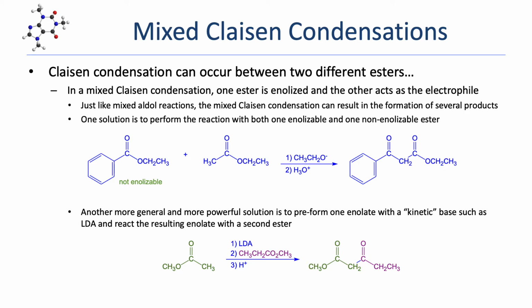Just as with mixed aldol reactions, a more general solution is to pretreat one ester with a strong kinetic base such as LDA and react the resulting enolate with a second ester. Here, we see methyl acetate treated with LDA, which quantitatively converts the ester into its enolate. After enolization, methyl propanoate is added as the electrophile, giving essentially only one product at the end of the reaction.